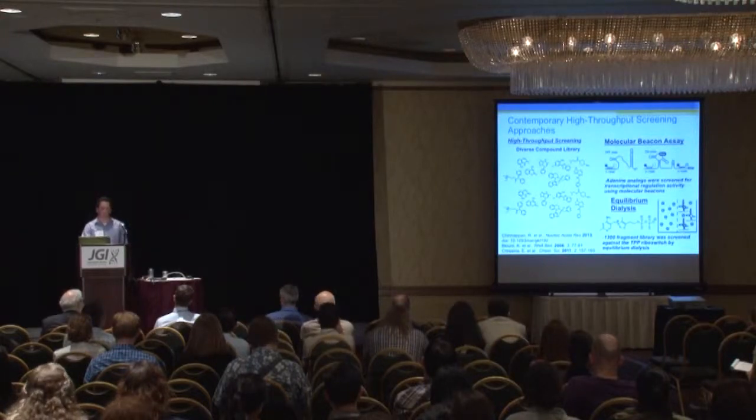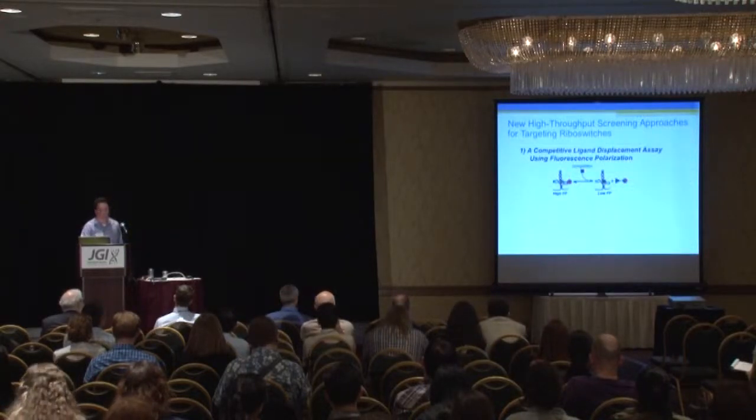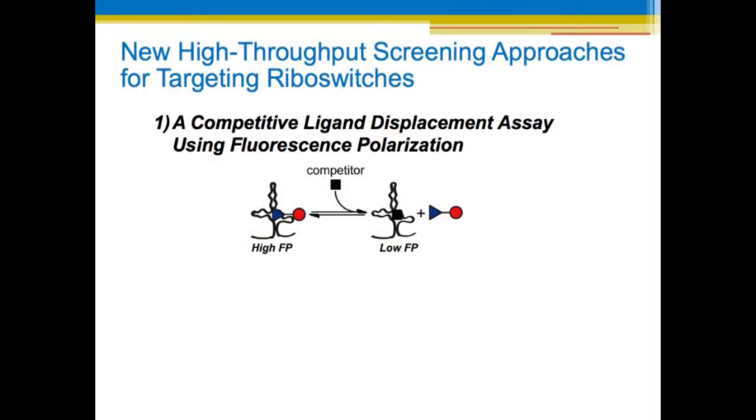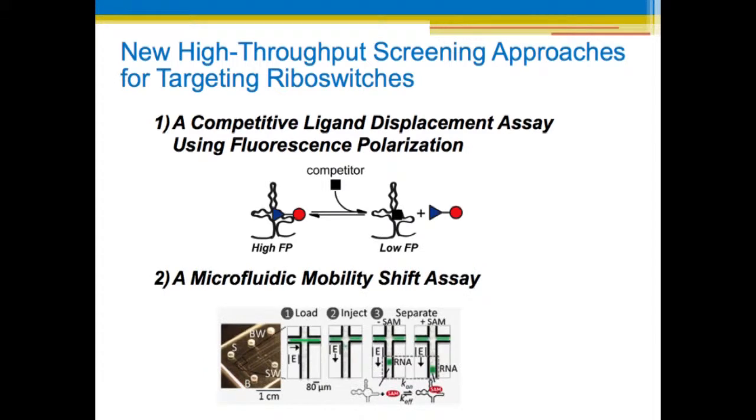So we're interested in developing new technologies for high-throughput screening approaches targeting riboswitches, and I'm going to tell you about two of them today. One of them is using fluorescence polarization in a competitive ligand displacement assay, and the second is a collaboration that we are working on in the development of a microfluidic mobility shift assay that we're pretty excited about.